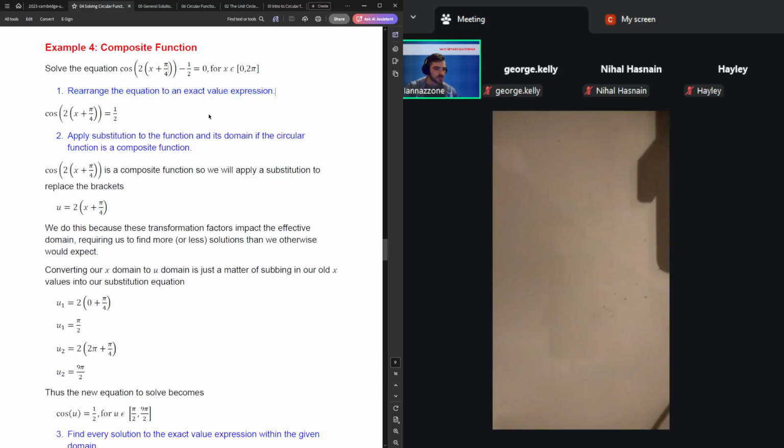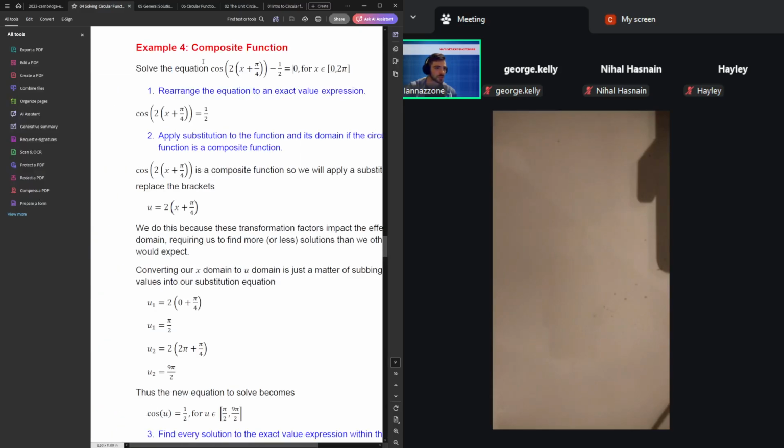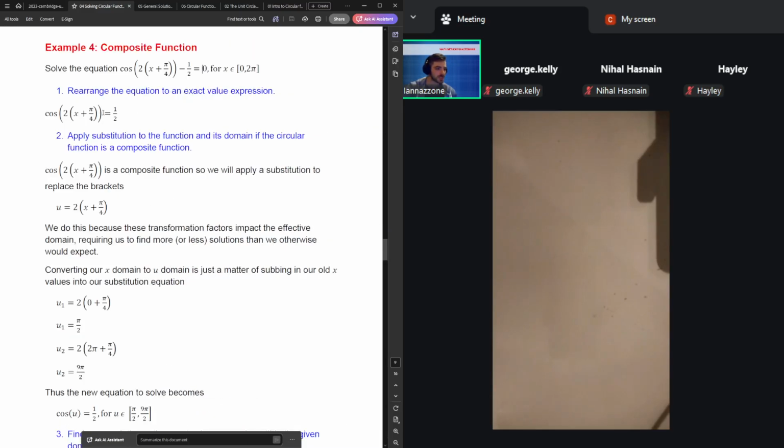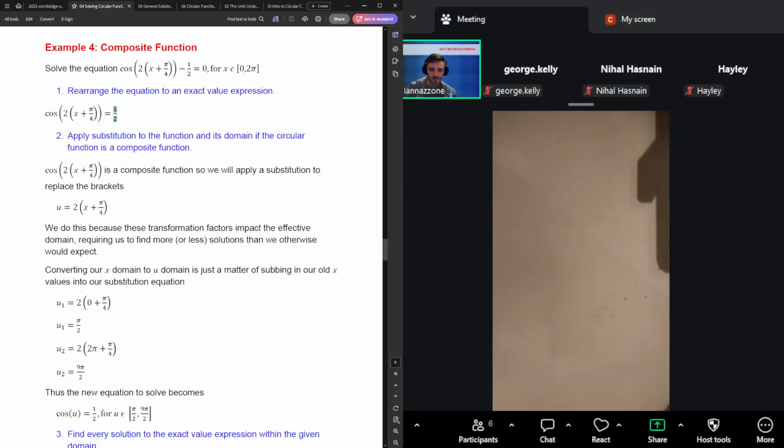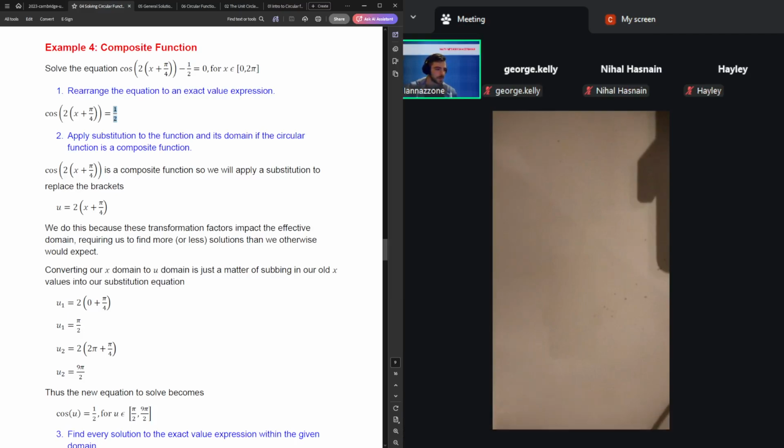Step one, again, rearrange to get our exact value expression. So in this case, it's cos minus something equals 0. So let's go ahead and get rid of that minus a half. So we get just the circular function on the left and the exact value on the unit circle on the right. From there, we're finally going to figure out what step 2 does.